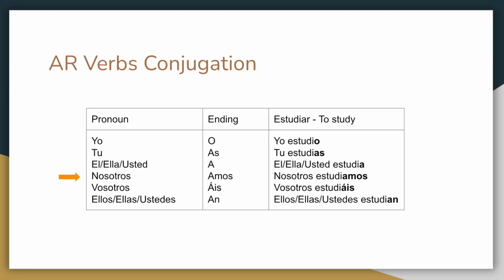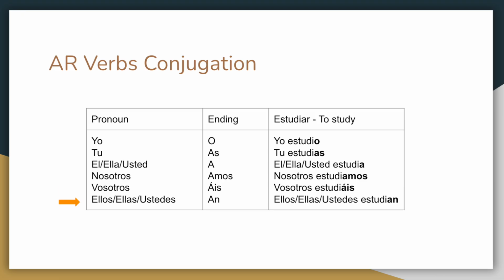Next is nosotros, and the pattern for this is amos. So you replace the ar in estudiar with amos, so it becomes estudiamos, and you have the pronoun nosotros, so it becomes nosotros estudiamos, which means we are studying or we study. The next pronoun is vosotros, and the pattern for this pronoun is ice. So you replace the ar in estudiar with ice, so it becomes estudiais, and you have your pronoun vosotros, so it becomes vosotros estudiais, which means you all are studying.